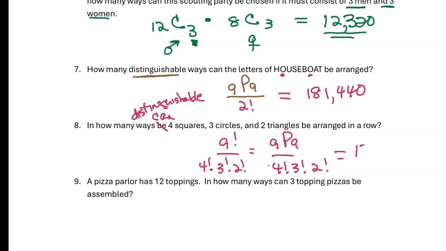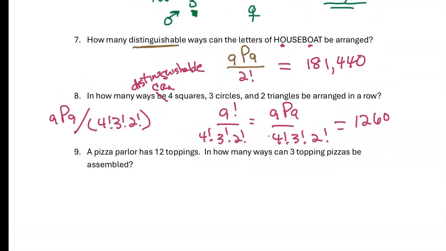Okay, I'm getting 1260. So remember, if you do not have a fraction bar, you have to do it like this: 9P9 divided by paren, 4 factorial, 3 factorial, 2 factorial, paren. If you don't do it with the parens, you're not going to get the right answer.